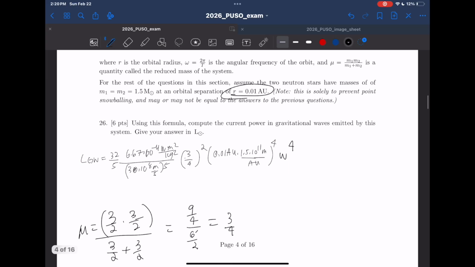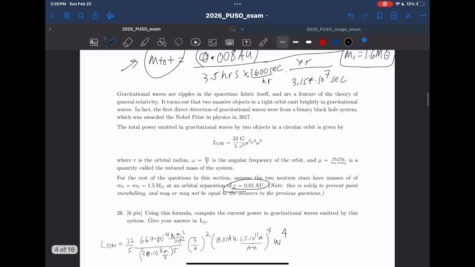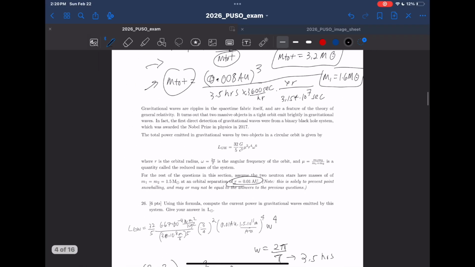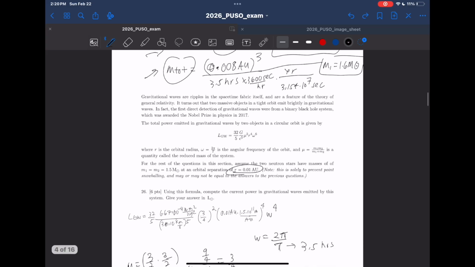Now to get W, for this step, you're going to get W from the pulsar. Let's see, is this the same problem as before? Yeah, so to get W, you can just say that W is equal to 2 pi over T, where this is just your frequency of the system. And from earlier, we know this is 3.5 hours, right? Which is a little bit different because I guess the mass changed a little bit, but that's okay. Same thing with the semi-major axis. That's okay. Okay, so let's see.